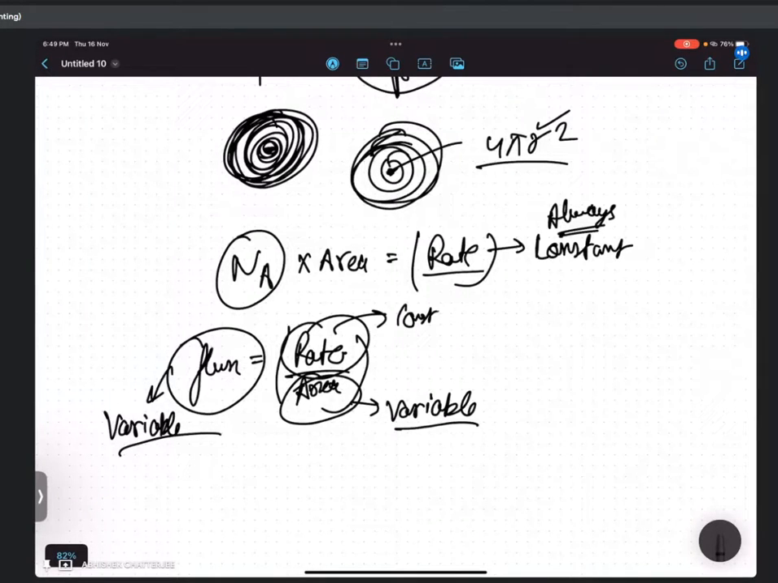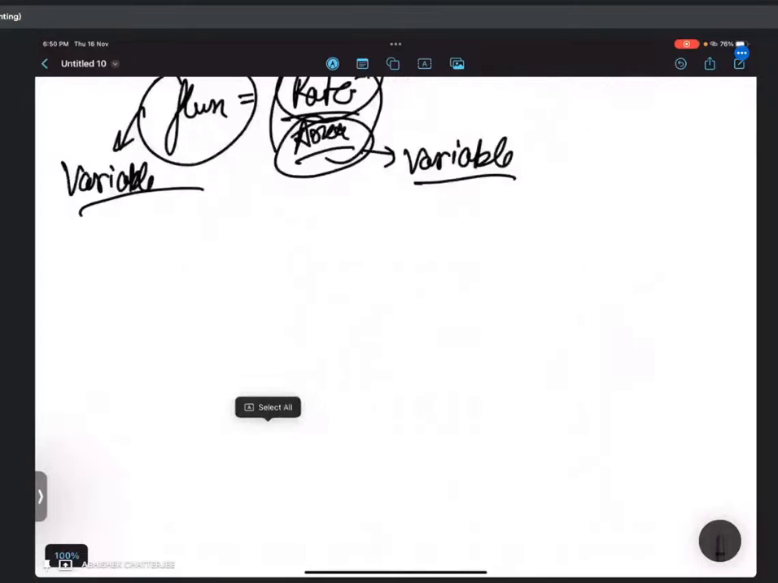However, rate will always be constant, and depending on whether the area is constant or variable, our flux will be variable or constant. If area is constant, then flux will also be constant. Just now we saw the cases. However, if area is variable, then our flux will be variable. So in that case, how to approach the problems? So what are we going to do?